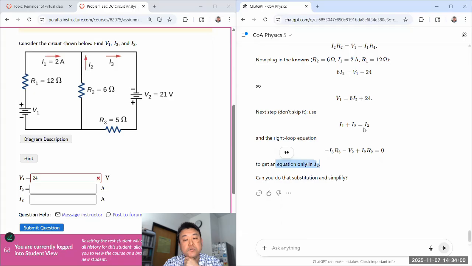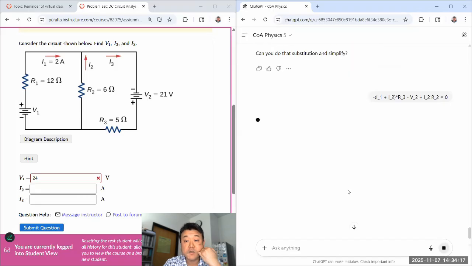So what I want to do is eliminate I3. Yeah, already solved for I3. Plug it in. So you would have minus I1 plus I2 times R3 minus V2 plus I2 R2 is equal to 0. And then that can be solved for I2. I wonder if it'll solve it for me. It might ask me to solve it myself.